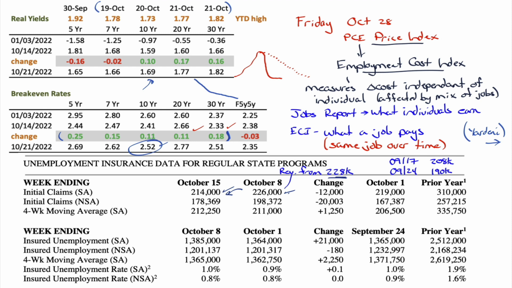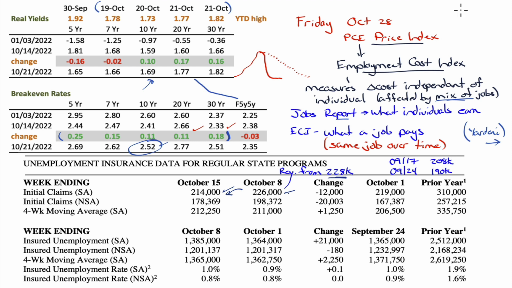The jobs report gives us a measure of wage inflation, which is average hourly earnings. But these two measure wage inflation in two different ways. The jobs report can be misleading. The employment cost index measures the change in cost independent of the individual, because the jobs report can be affected by the mix of jobs.